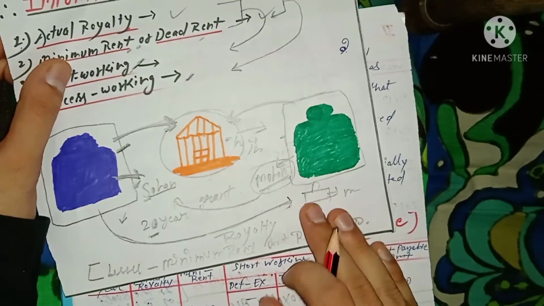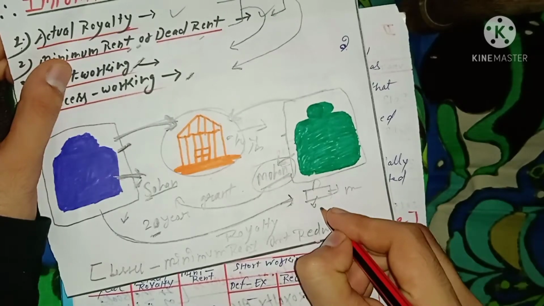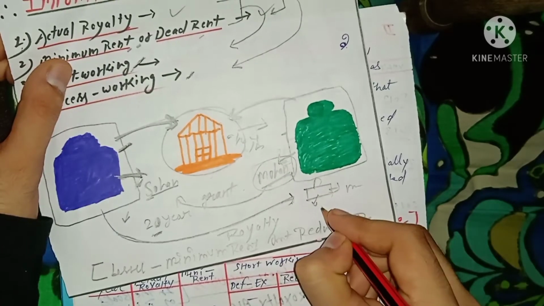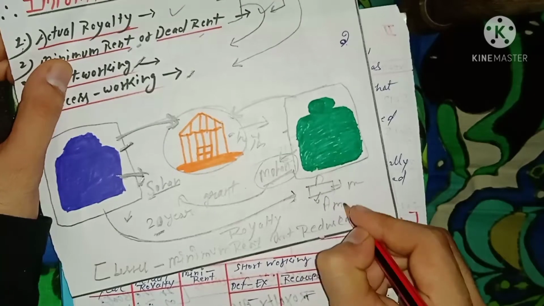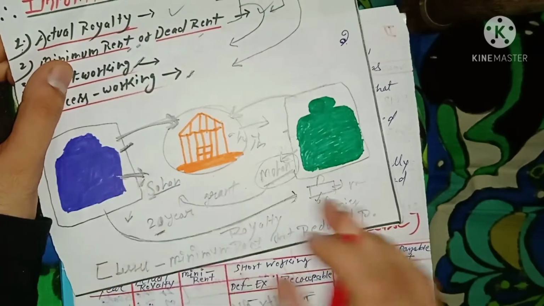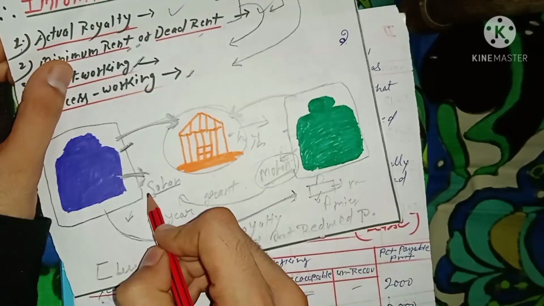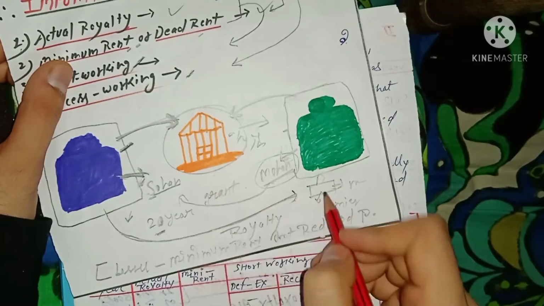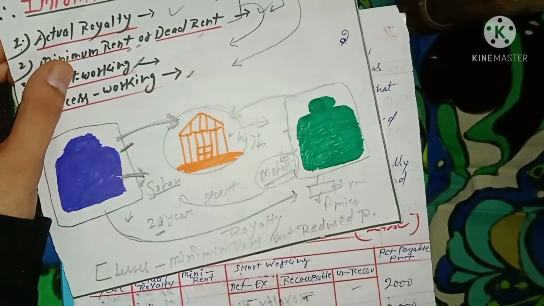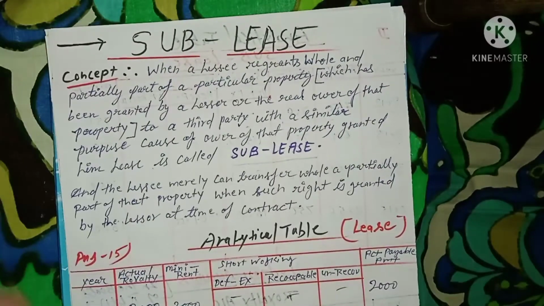For this sublease, let's name the third party Amir, for the same purpose, paying the lessee like a lessor, considering the lessee like a lessor. We're going to see how it works when we go on to the practical question.